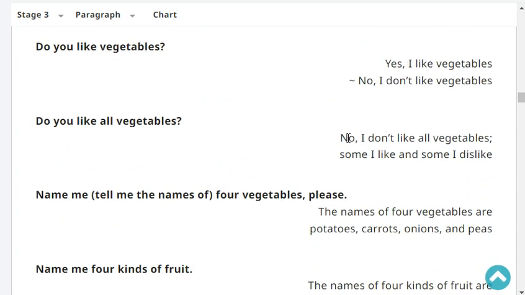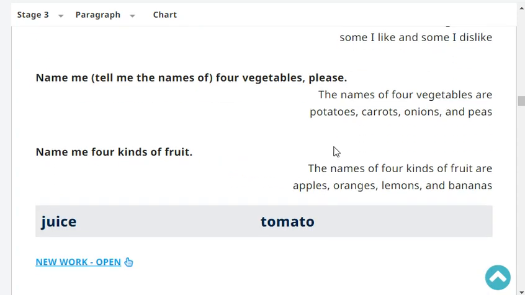Name me four vegetables, please. The names of four vegetables are potatoes, carrots, onions, and peas.